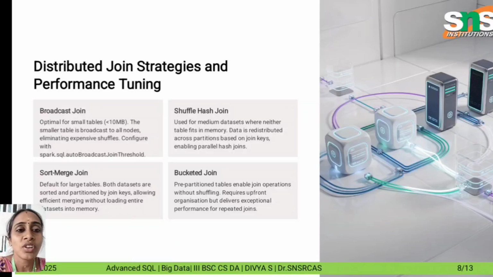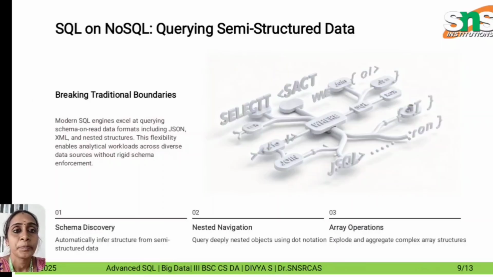Bucket join uses pre-partitioned tables, which enables the join operation without any shuffling. It requires upfront organization, but it delivers exceptional performance for repeated joins.